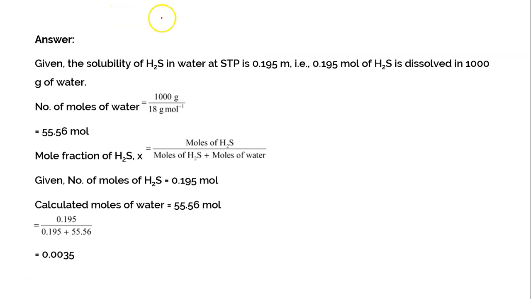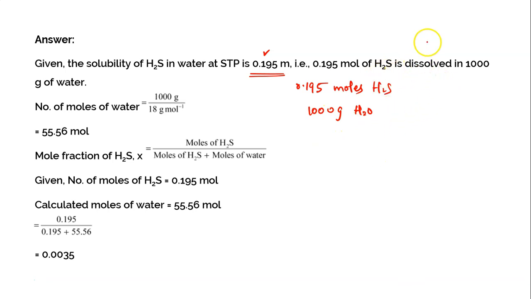Since they are saying that the molality of the solution is 0.195 in water, this term means that we are talking about 0.195 moles of H2S in 1000 grams of water.